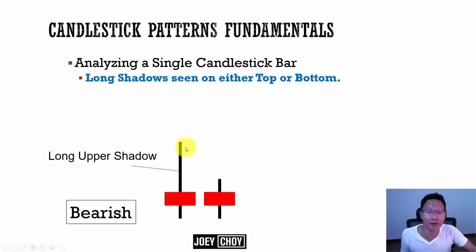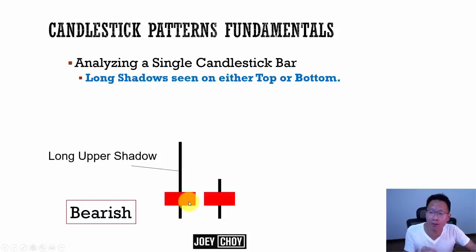I mean, that is the high of the day, right? So the high of the day, buyers have to come in and push price up. So it opens, goes up, and buyers were probably in control in the early part of the day. But what happens is sellers came back and pushed prices down, and it closes right here at the bottom, right?